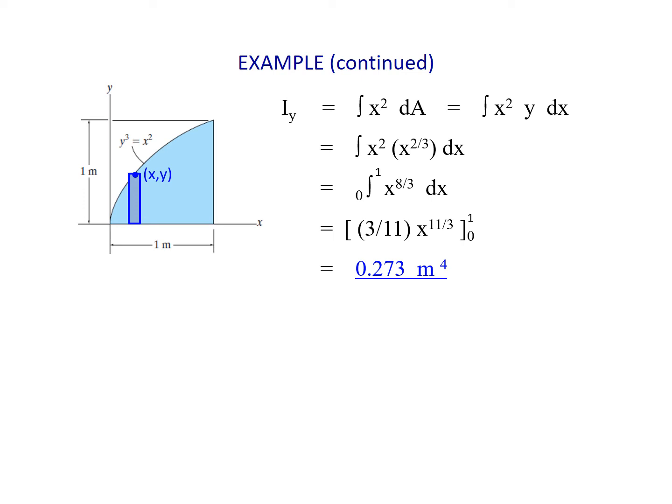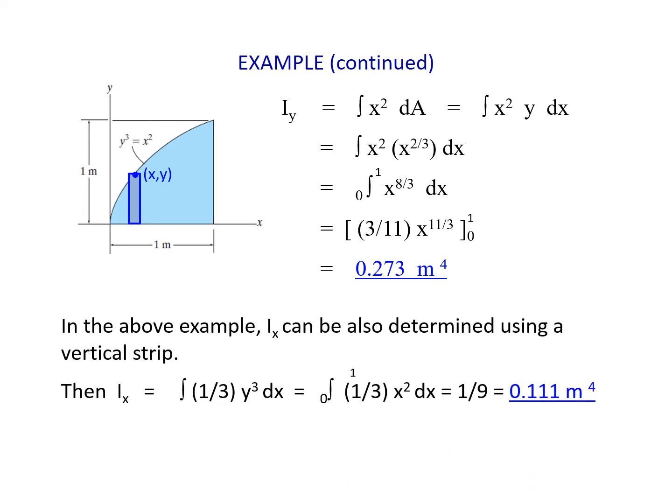So we found the moment of inertia for about either axis. It's also possible that you could use a vertical strip to calculate Ix in this case, but you get the same answer that we got in the previous example.